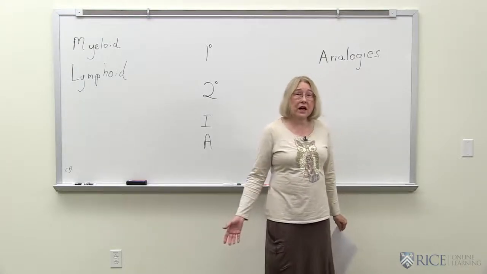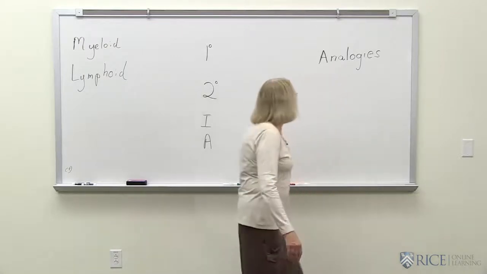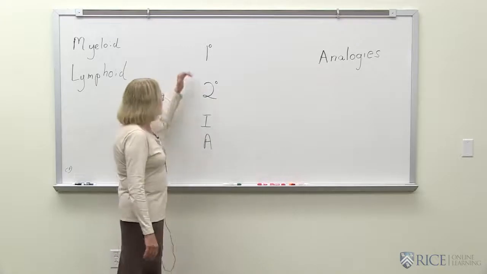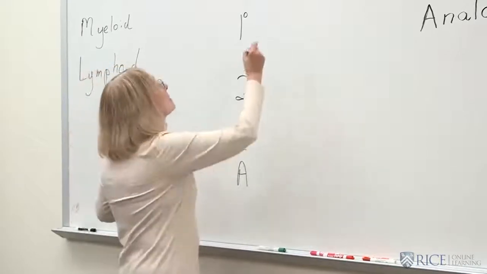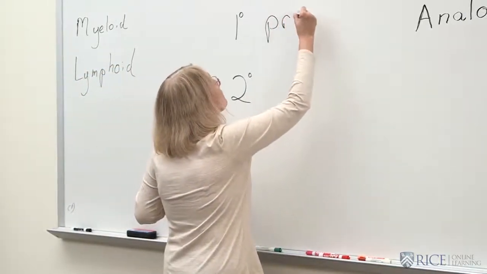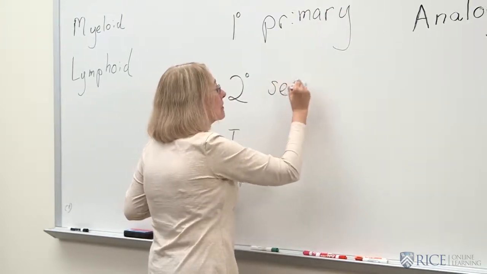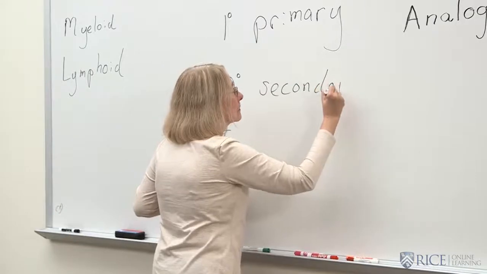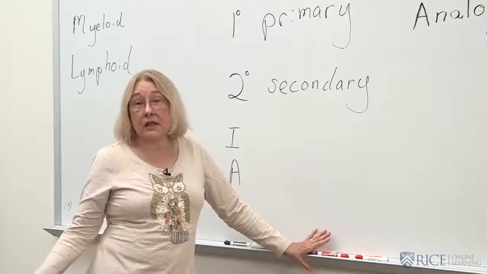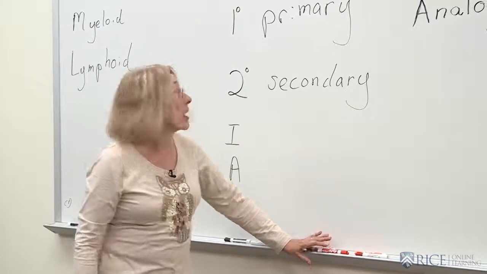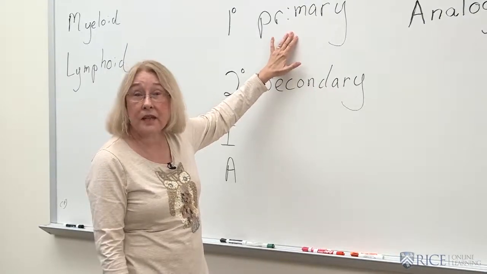So the first thing I've got after this is a division of labor in the immune system. So here we have the difference between a primary organ and a secondary organ. A primary organ is, not too surprisingly, where things start out. This is where most of the initial cell division that forms these cells takes place.